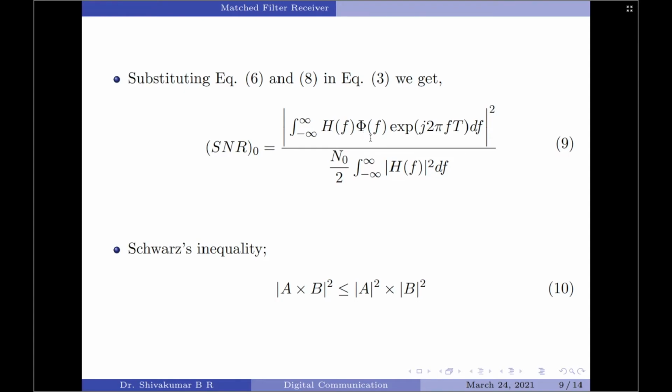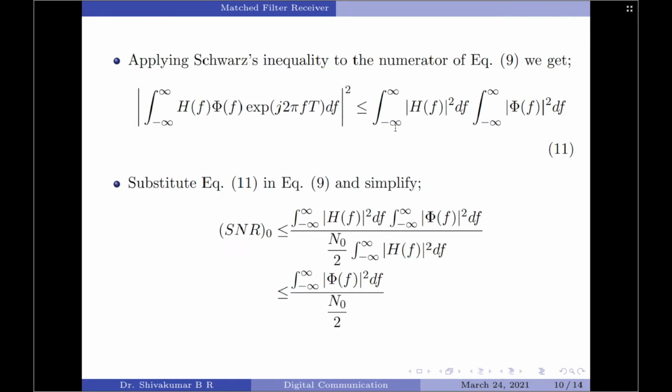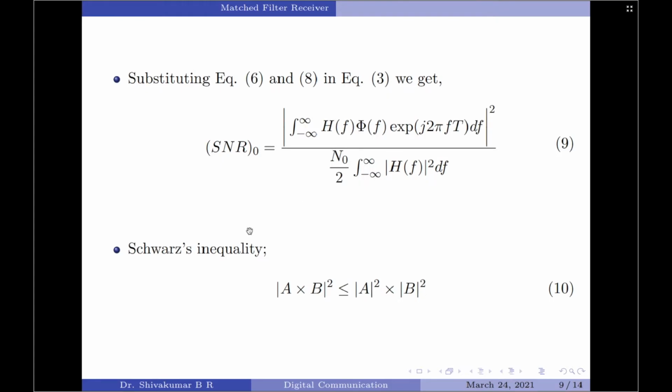h of f multiplied by phi of f, then we have the squared magnitude. So now let us apply the Schwarz inequality to the numerator of equation 9. The numerator is rewritten here, and this is less than or equal to the product of individual squares. So this will be written as integral minus infinity to plus infinity magnitude square of the transfer function, multiplied by integral minus infinity to plus infinity magnitude square of the Fourier transform of the input signal, which is phi of f. So this equation is derived from the Schwarz inequality property. Please note that.